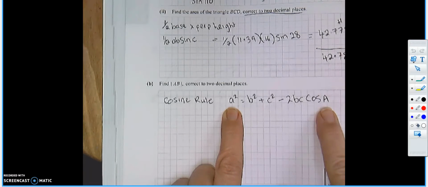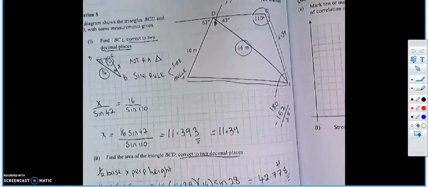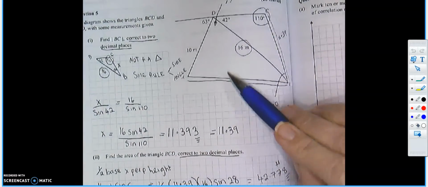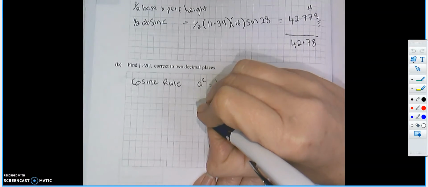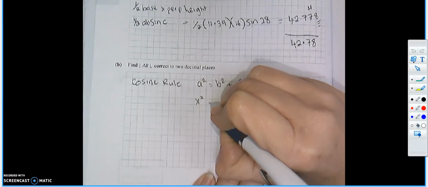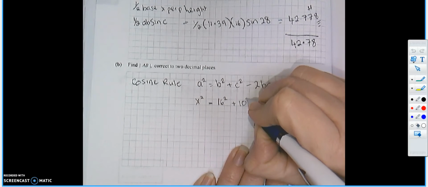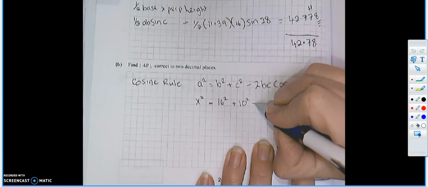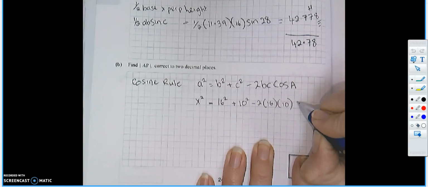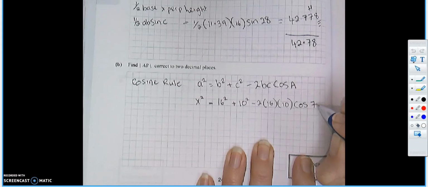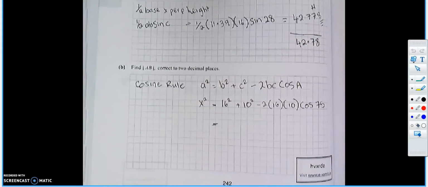In terms of this, we are looking for AB. If I move it back down so you can see my triangle, AB is here. So the angle across from it is 75. When I match them in, I don't know what that is, so call it x squared equals 16 squared plus 10 squared, they're my other two sides from the triangle, minus 2 times 16 times 10 cos of 75. And then I plug them all into the calculator and get the square root.